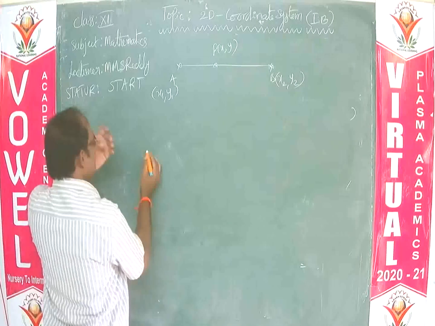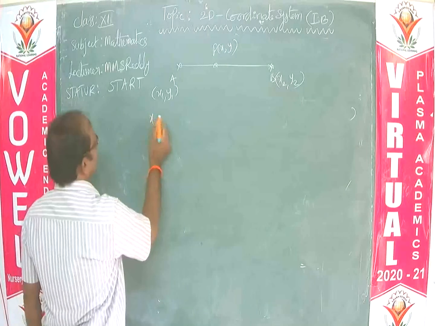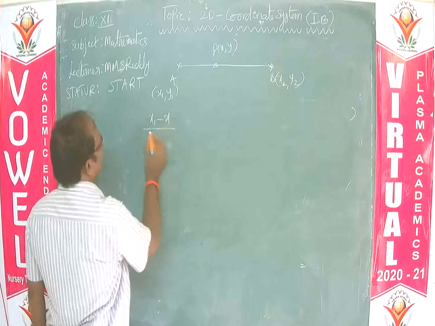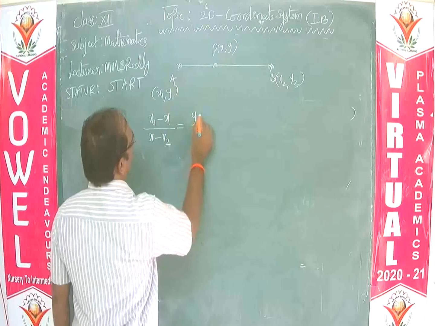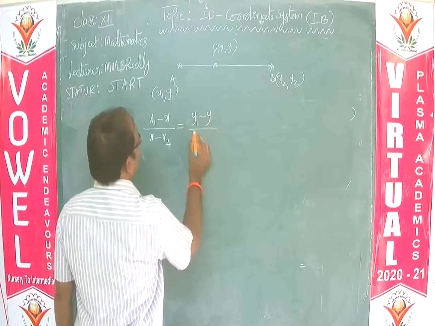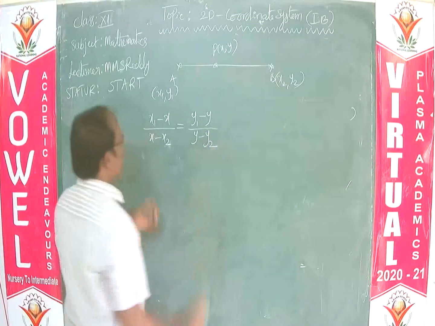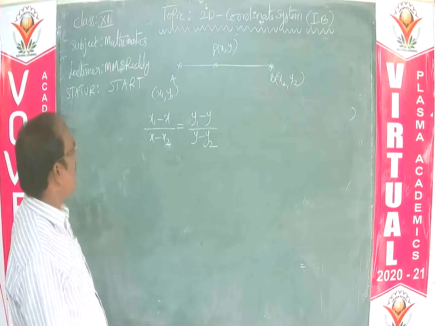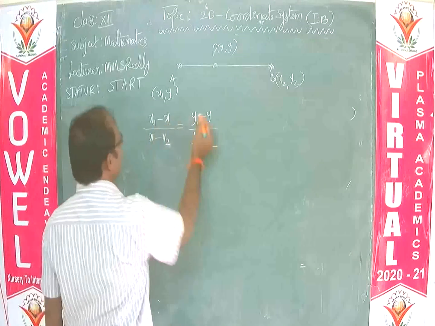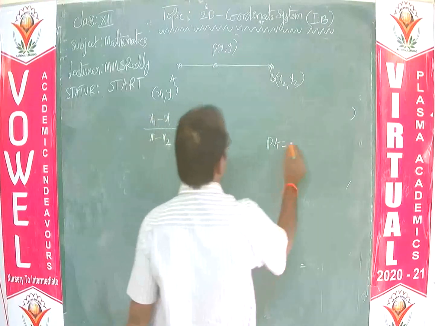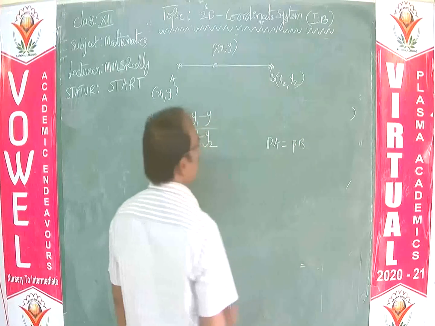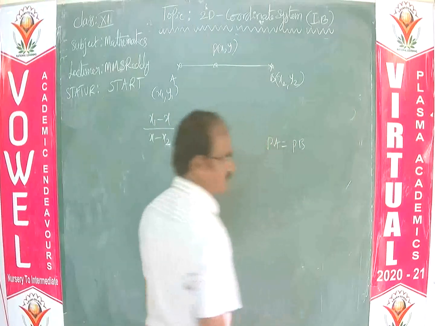So by this concept, we can write it as (x1 minus x)... equal to (y1 minus y)... Slope of PA equal to slope of PB. The slope concept will not come here; it comes to you in straight lines.